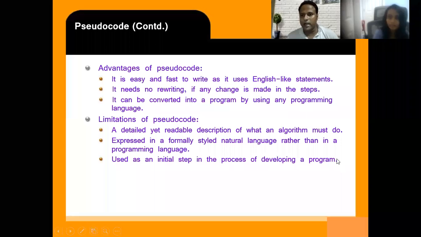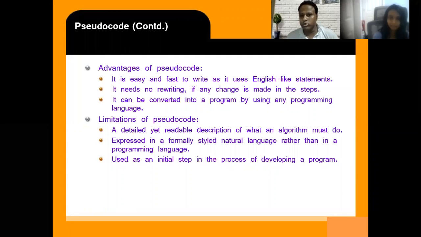Flowchart is your graphical representation, and next is pseudocode, which is called the pre-format of your coding. In algorithm or flowchart, there are some disadvantages. In flowchart, it follows the graphical representation. If you make any changes, then you have to redraw the entire program. So it is a very time-consuming process when you are using a flowchart.